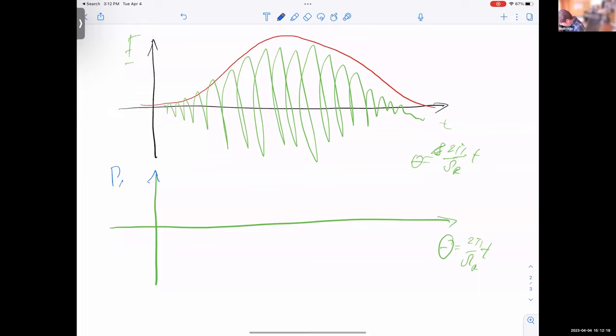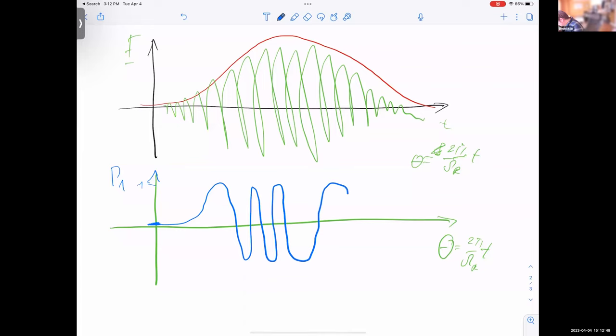So P1, if you begin in the ground state, will stay unchanged originally, and as the intensity of the electric field increases, as the Rabi frequency is increasing, the oscillations will become more frequent, and as intensity decreases, they will become slower. And then it will stop at a certain level. And the oscillation of the excited state will work in the counter phase.